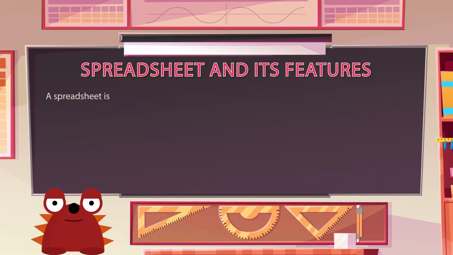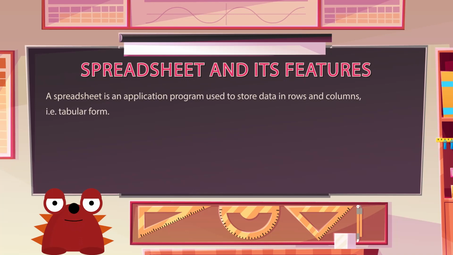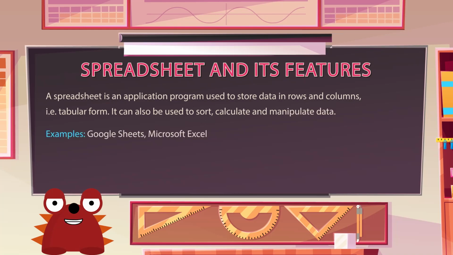Let's now begin with spreadsheet and its features. A spreadsheet is an application program used to store data in rows and columns, meaning in a tabular form. It can also be used to sort, calculate, and manipulate data. Examples of such programs can be Google Sheets, Microsoft Office, and OpenOffice.